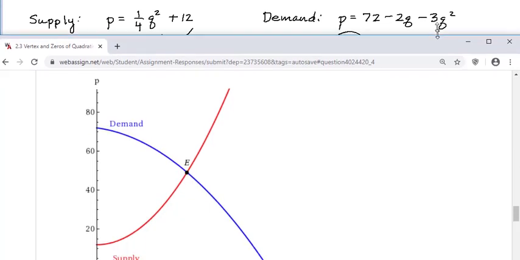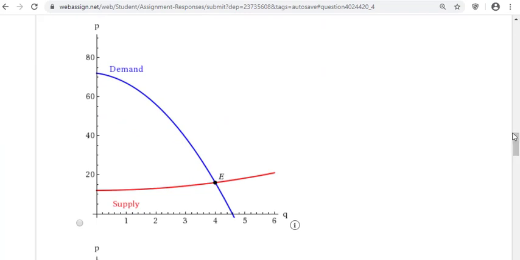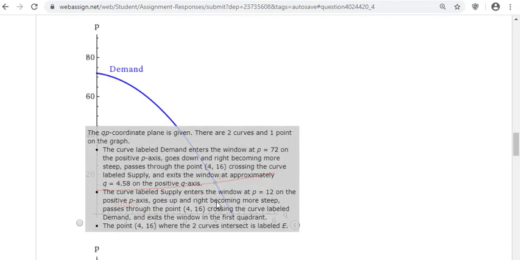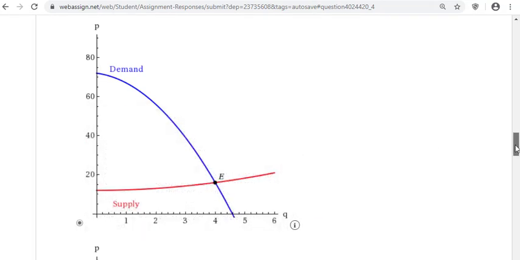Supply has to be upward opening, and the equilibrium has to be at 4, 16. First option: demand, downward opening parabola, yes. Supply, upward opening parabola, yes. Equilibrium at 4, 16, yes. It looks like that's my answer.